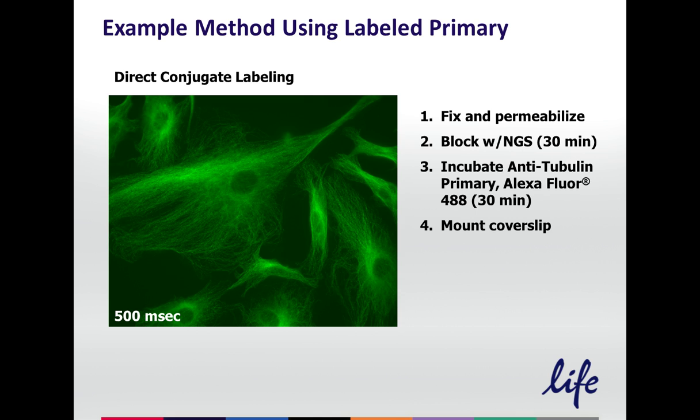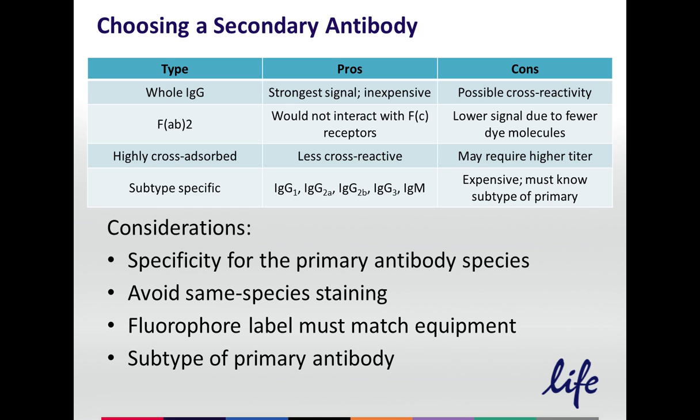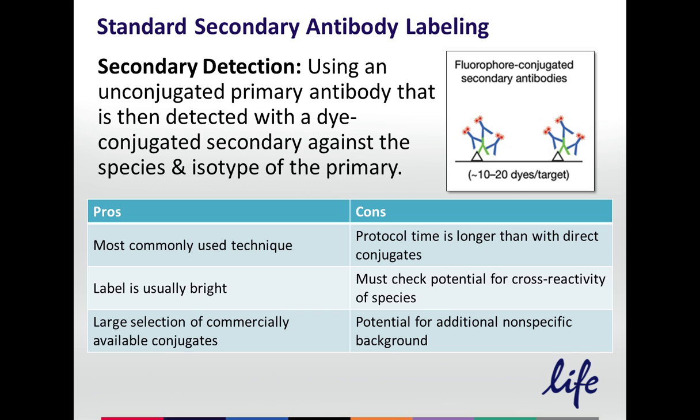So the protocol there doesn't show the washing steps. The entire time takes maybe an hour to an hour and a half, so it's fairly quick. But you can see here this used a 60x objective, and it still took 500 milliseconds, which is relatively long. So it was not the brightest of signals, and that's one of the drawbacks. I'm actually going to skip ahead a slide. So that was primary antibodies.